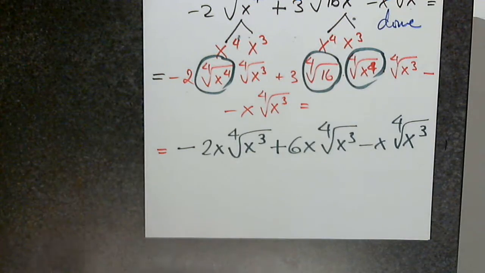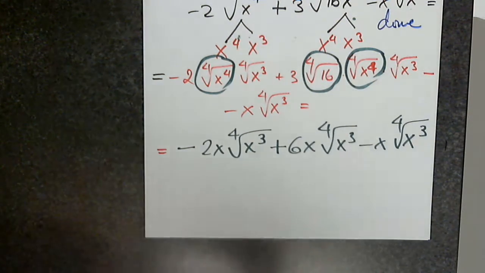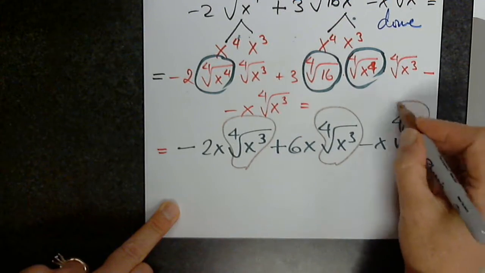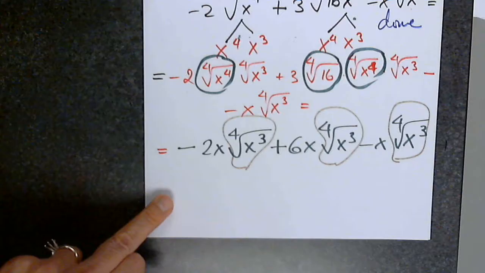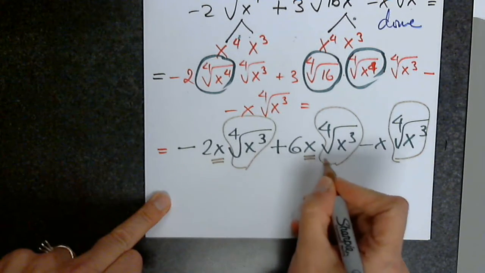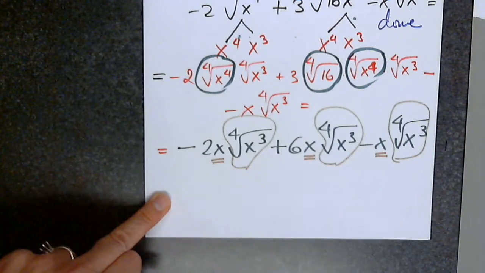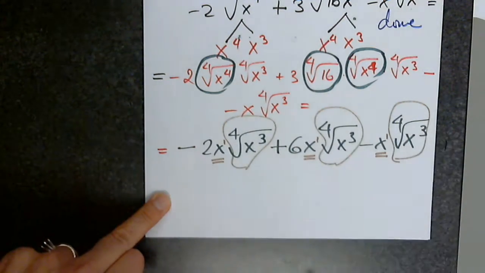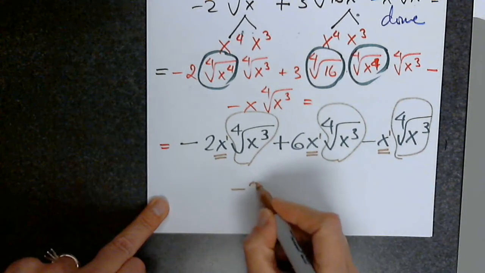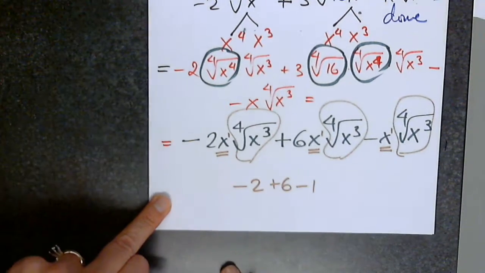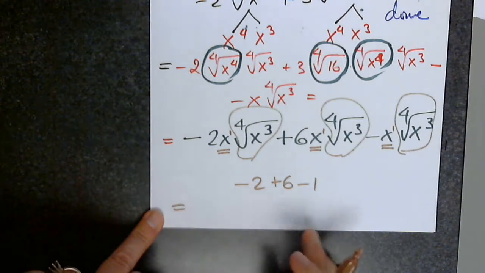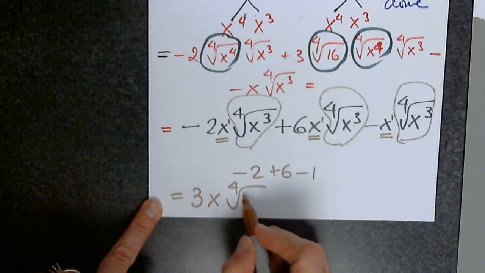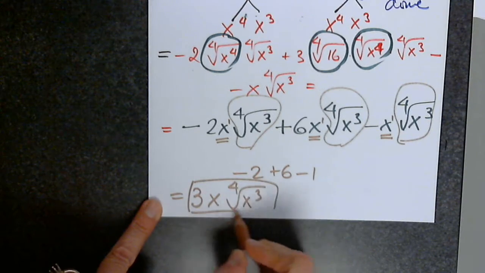Now remember what is important here. The radical has to be identical. Absolutely the same. The variable in front has to be the same, or variables have to be the same, and they have to have the same power. Yes, they do. Power 1, power 1, power 1. Therefore, I can say negative 2 plus 6 minus 1. And the answer will be 3x, the 4th root of x to the 3rd.